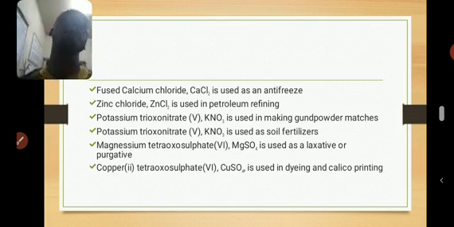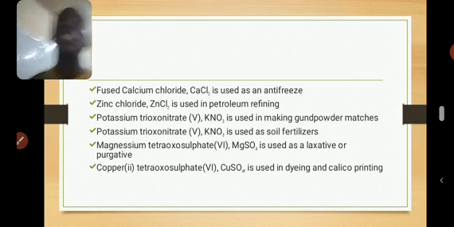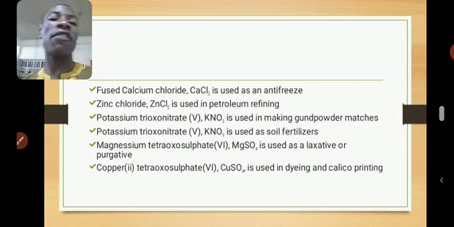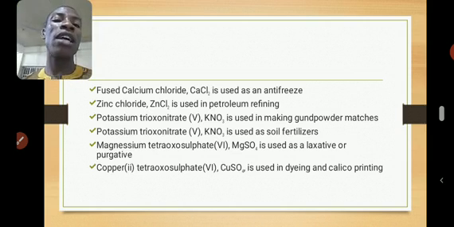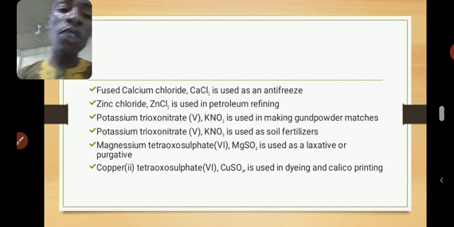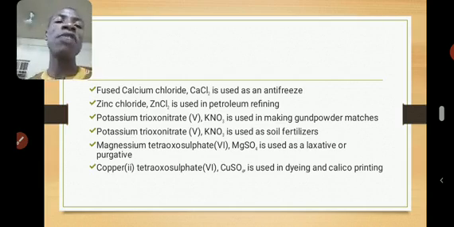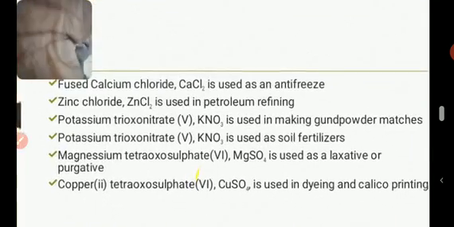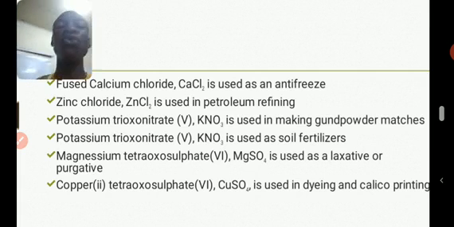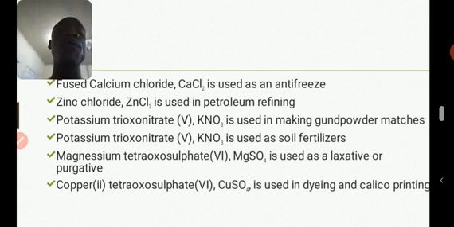You should remember that in your first term SS1, when we talked about making of gunpowder, you use potassium nitrate, KNO3, to make gunpowder. Then it's also used as soil fertilizer. NPK fertilizer uses that. NPK means nitrogen, phosphorus, and potassium. So the potassium there can be obtained from KNO3. So don't forget about that. So I've told you 2 uses of KNO3.